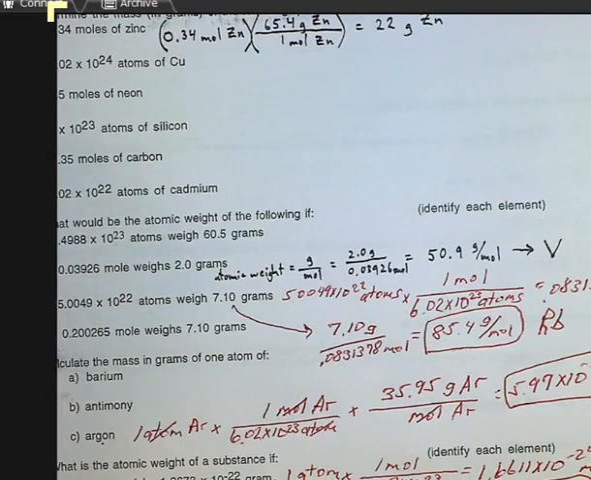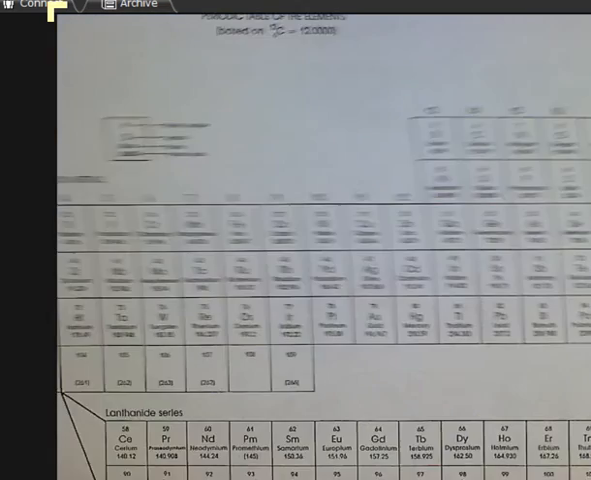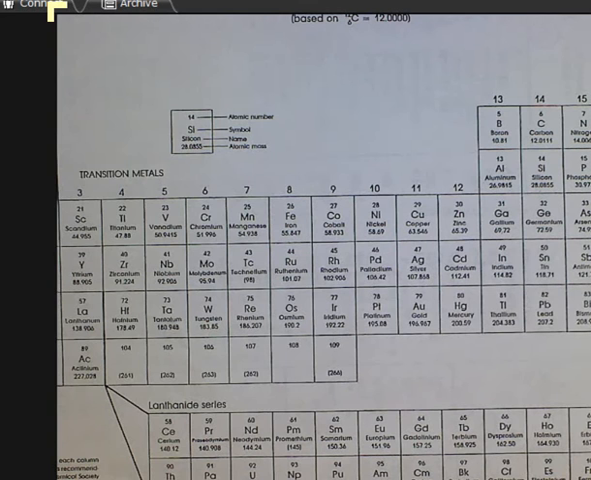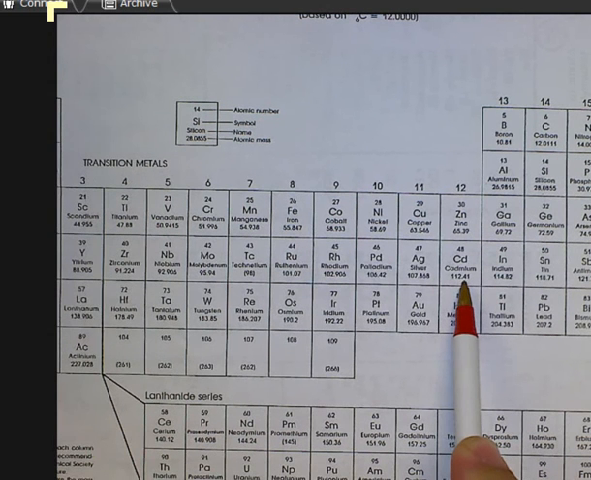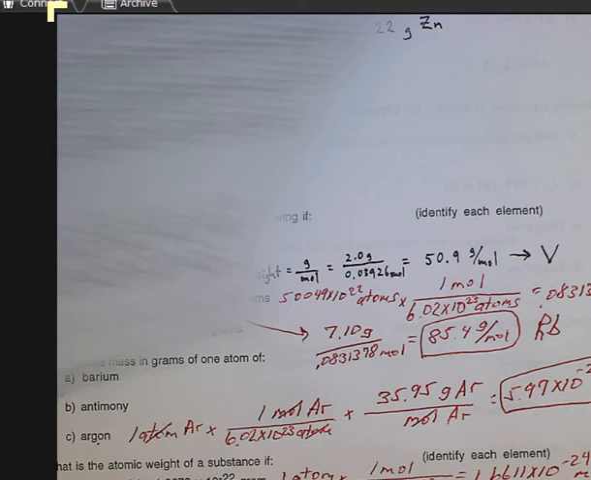Okay, so which element has a molar mass of 112.4 grams per mole? I believe that's going to be cadmium right there. So the identity of our unknown element is indeed cadmium.